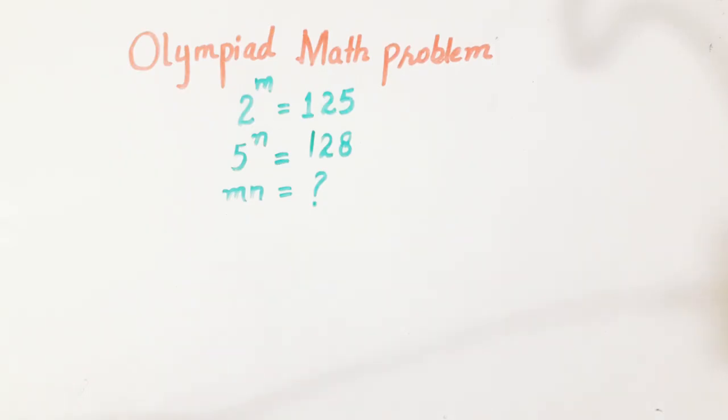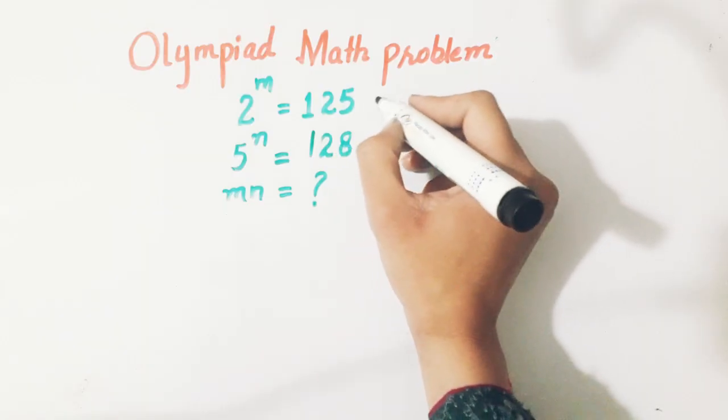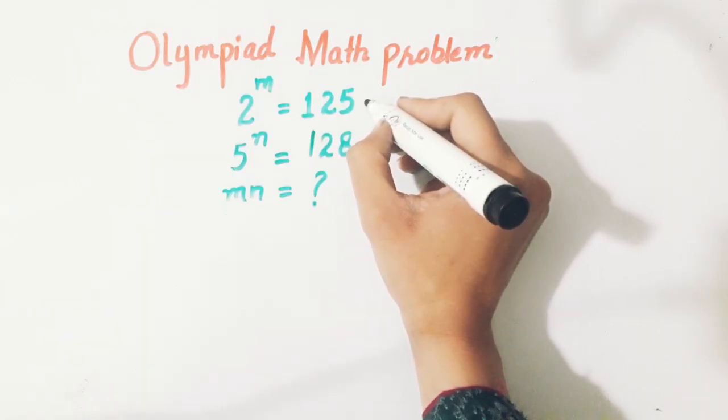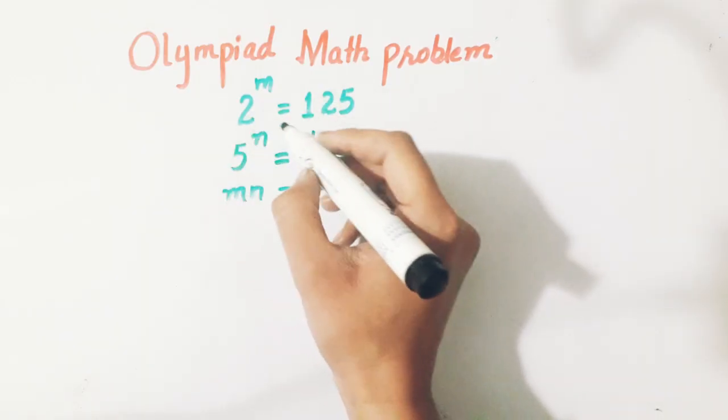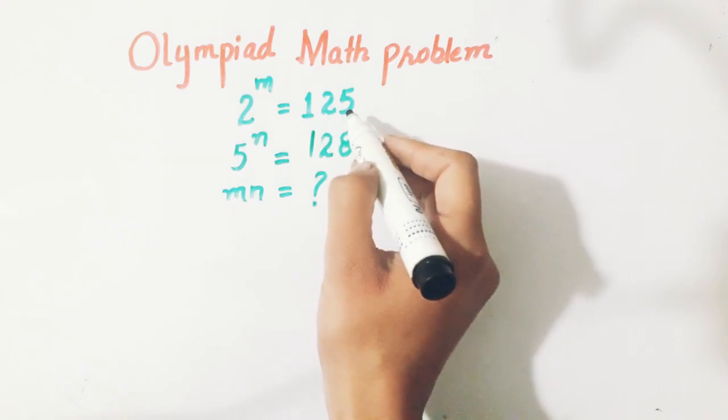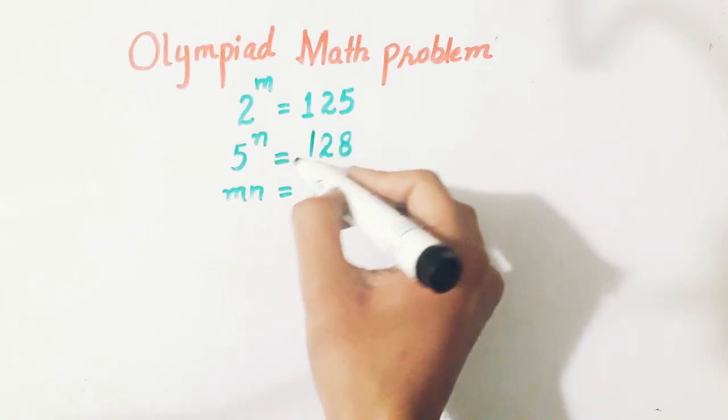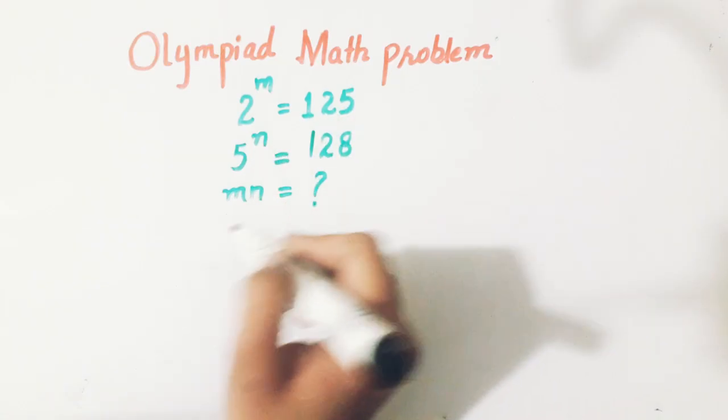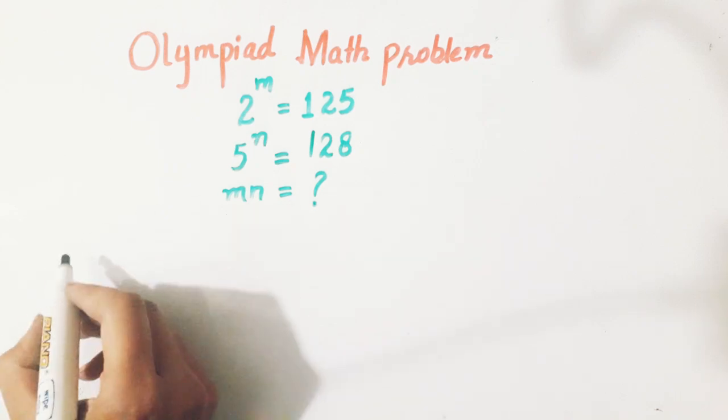In today's video we will solve an Olympiad math problem that looks very interesting. So its solution will be easy and simple. We will solve this question: 2 raised to power m equals 125 and 5 raised to power n equals 128. You have to find the value of mn.